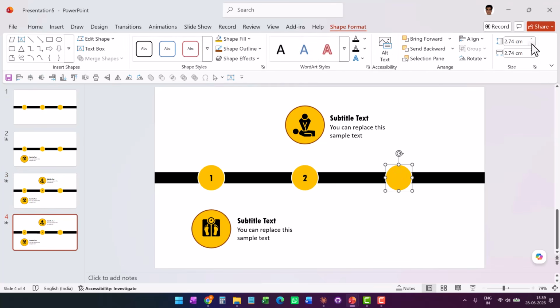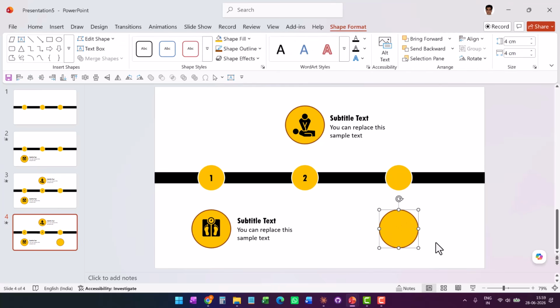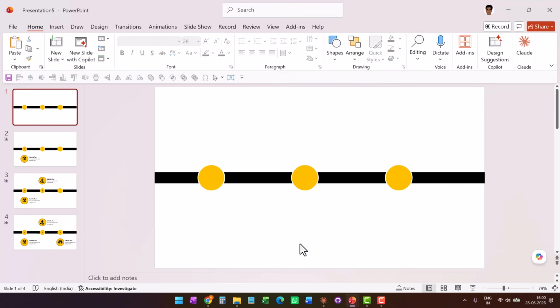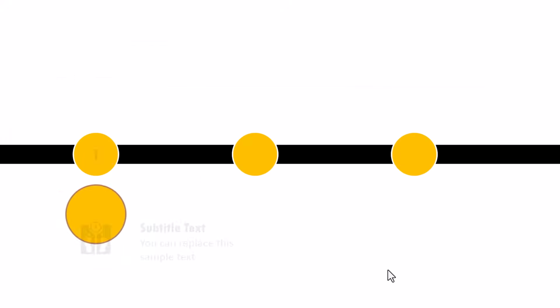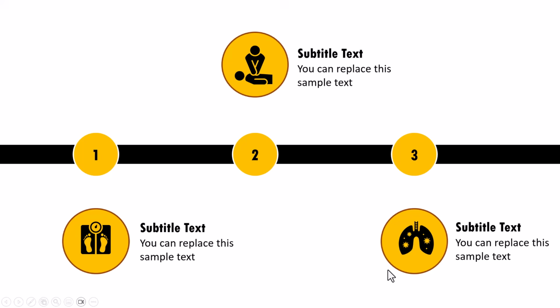Select this, as always, go here and change this to 4 and change this to 4. Perfect, the alignment is proper. Dark orange outline, and then add your icon and the text. Now the third step is done. Select this, use the format painter and click on this and use number 3. Let us go to the start. On a click, this is the first step, second step in the process, third step in the process.